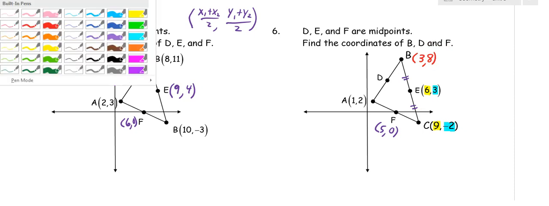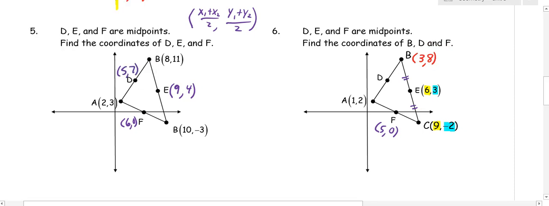Now that I know B, I can quickly get D, because A and B have a midpoint as D. So 1 plus 3 divided by 2 is 2, and 2 plus 8 divided by 2 is 5.